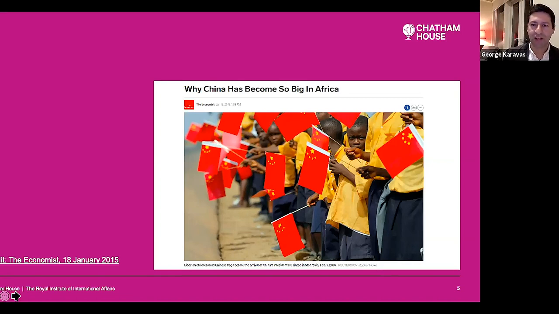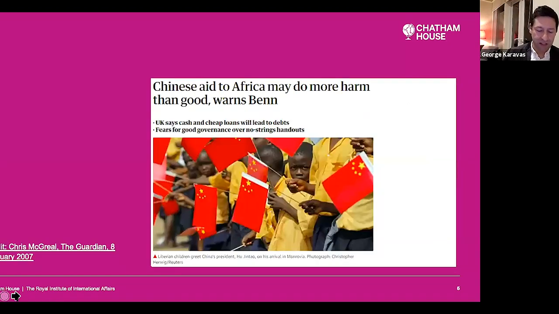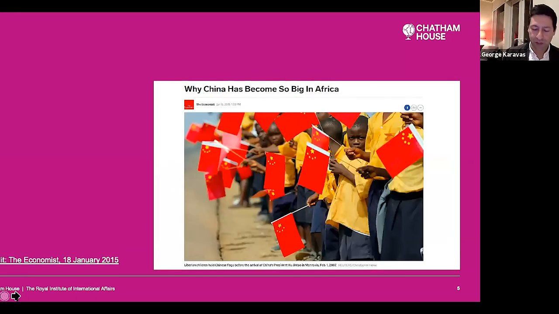This photo is particularly interesting. It has been widely circulated on different news sites. I think here's another one from The Guardian here. It's a really interesting photograph, this one, I think. I think it really serves as a visual metaphor for African development. We can see here, of course, China represented through the flag, Africa represented through the child.